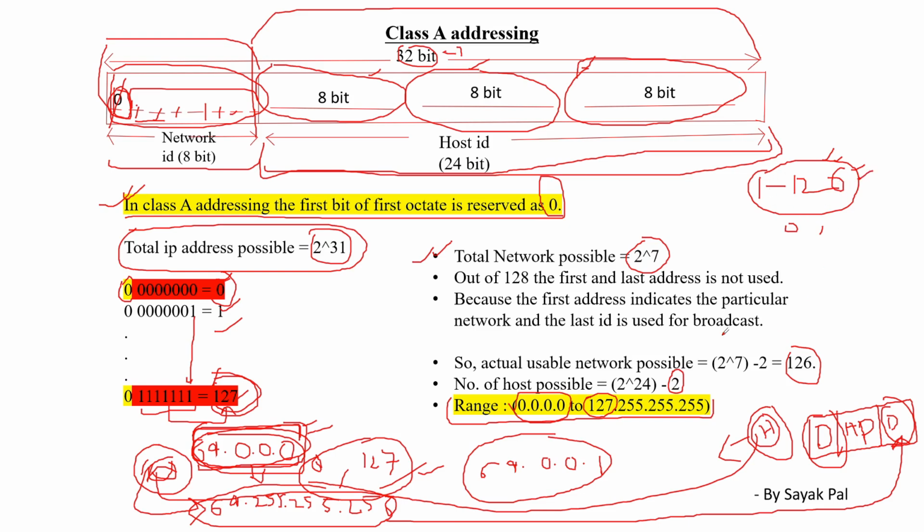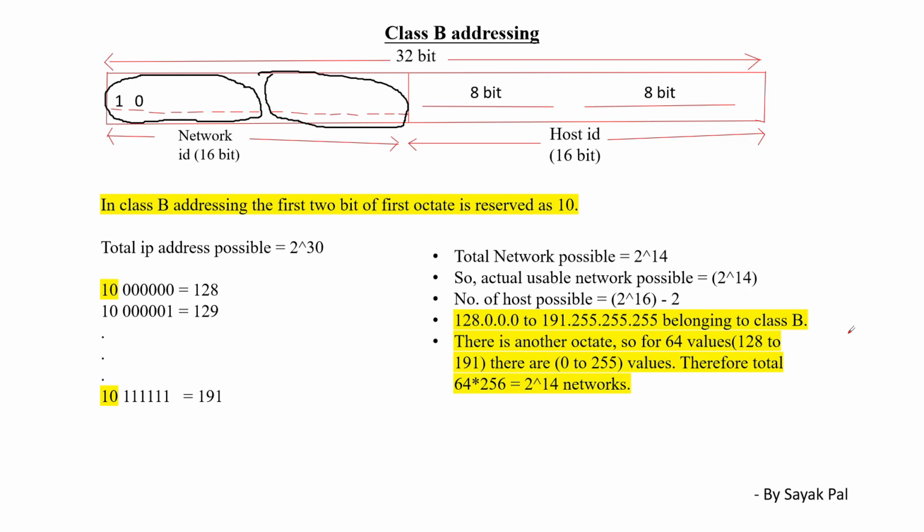Okay, the next class is class B. In class B, the first 2 bits are reserved as 10. The first 2 bits are reserved, that means 32 minus 2, that is nothing but 30. So 2 to the power 30 total IP addresses are possible in class B.